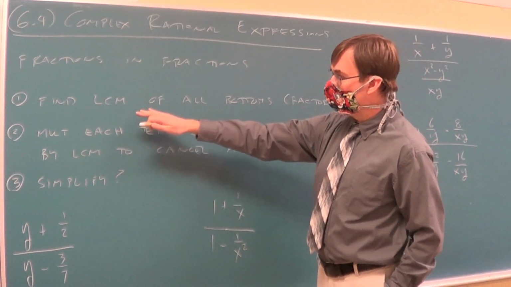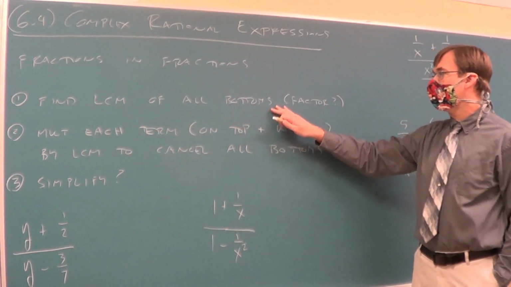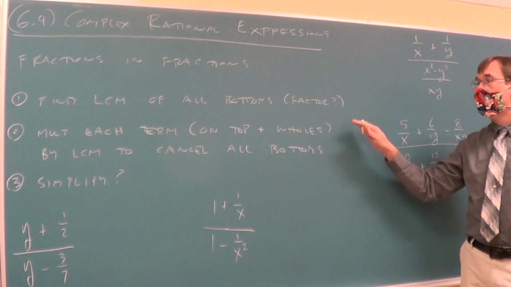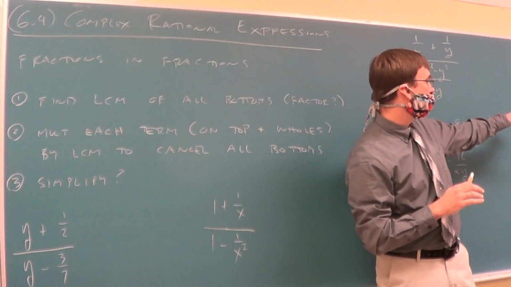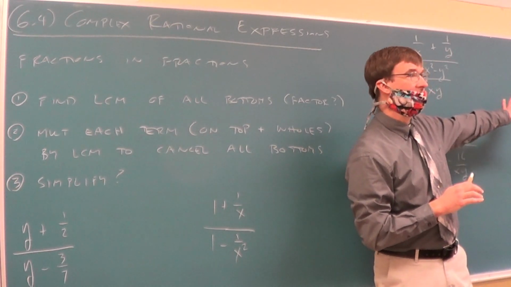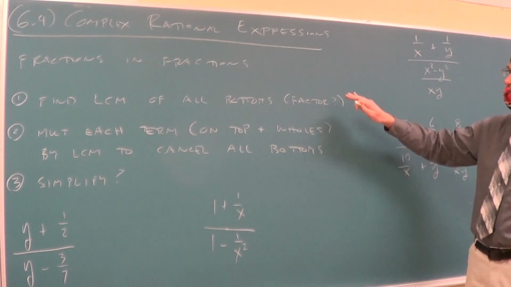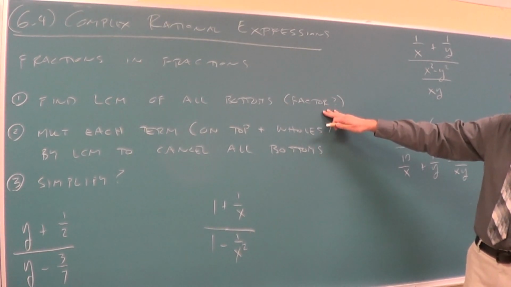So here's our process. We're going to find the LCM by looking at all of the bottoms, which might involve you factoring. When we get farther down the board, there's some factoring down the line, looking at the bottoms. But we're going to find the LCM of all the bottoms, maybe by having to factor.